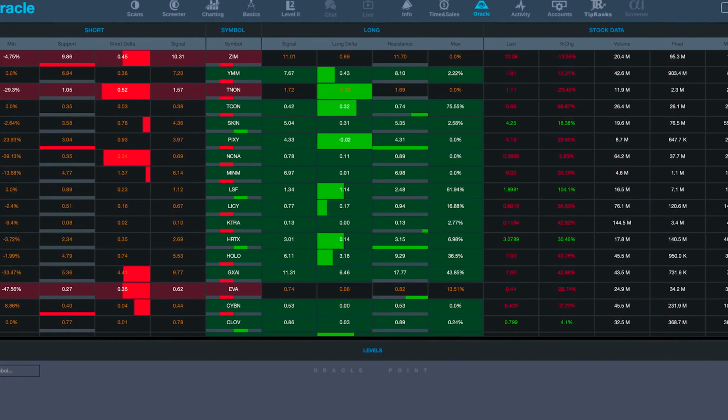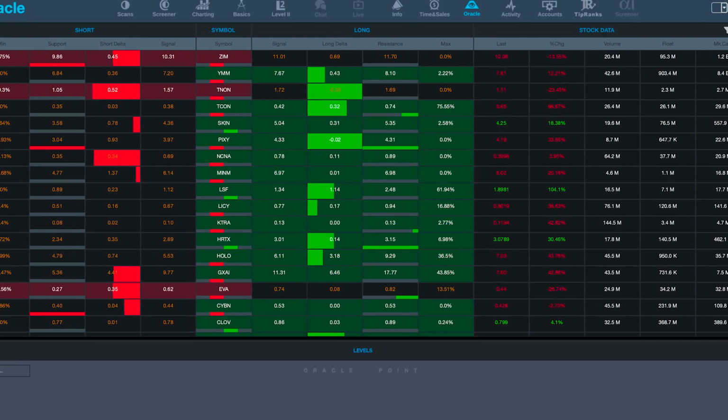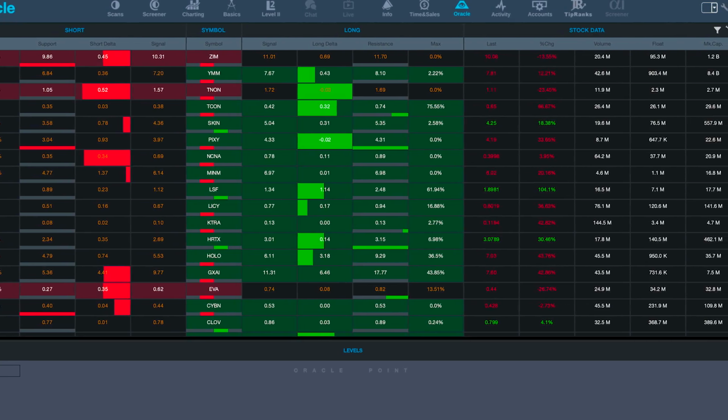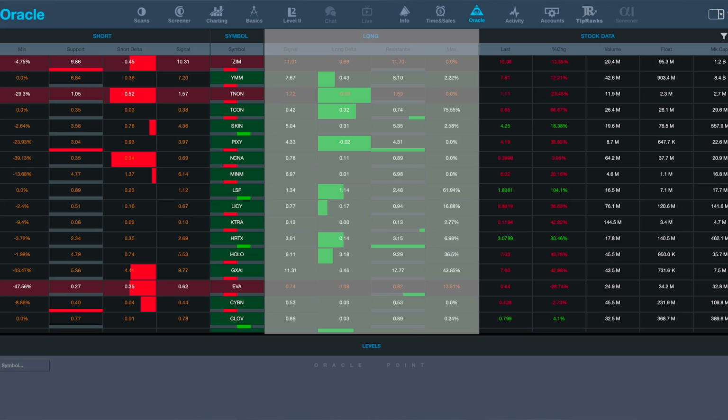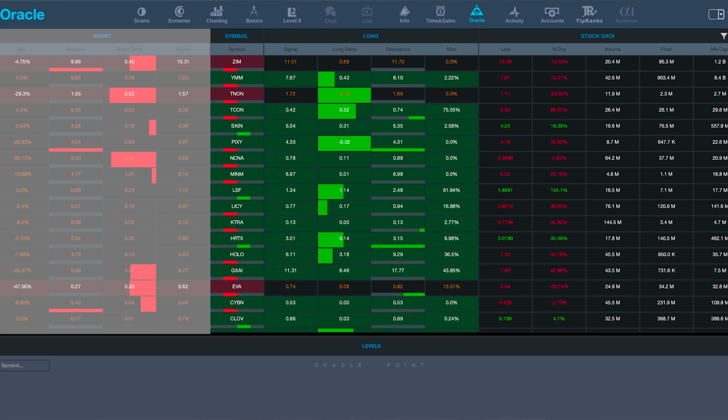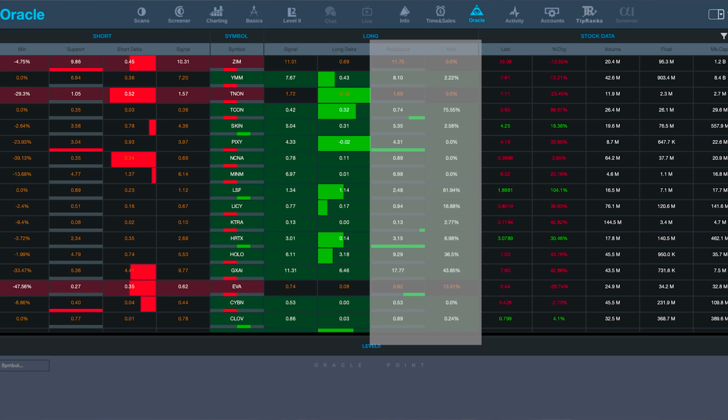Oracle is included in the full package, and this is a trading algorithm that not only builds you a watch list with one click, literally one click every single trading day, gives you the top 20 most volatile stocks to the long and short side, but also gives you entries, exits, stop losses, and goals.